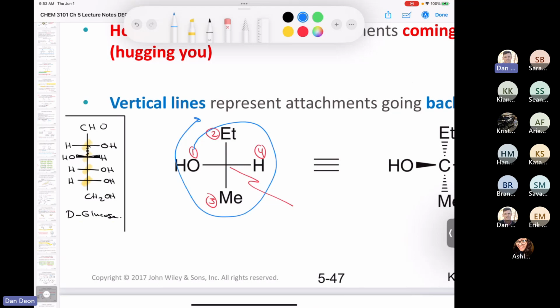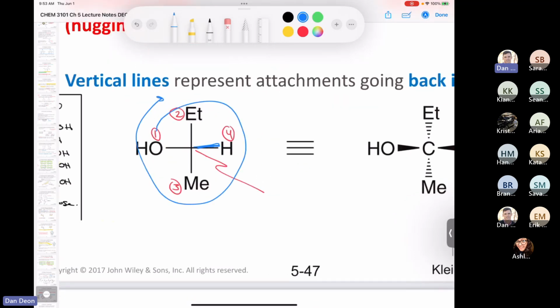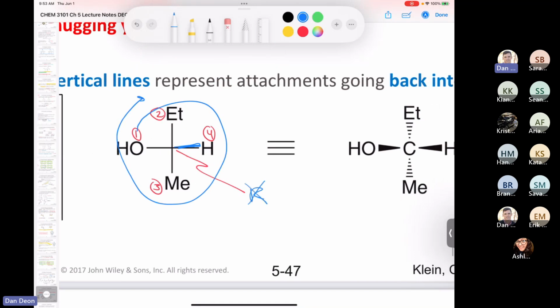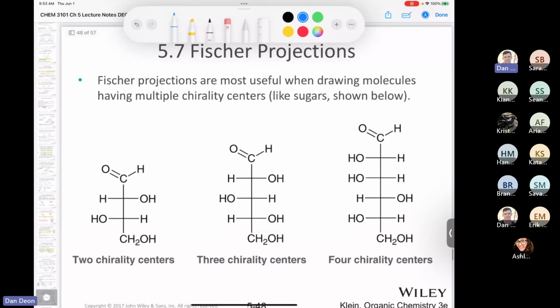But remember that in a Fisher projection here, the hydrogen is coming out towards you. And so this compound is not an R compound. We flip it to an S. It's an S compound. Give me a thumbs up if that makes some sense to you now that you've seen it. Since the hydrogen is horizontal, it's coming towards you, so you reverse it. Good. There you go.